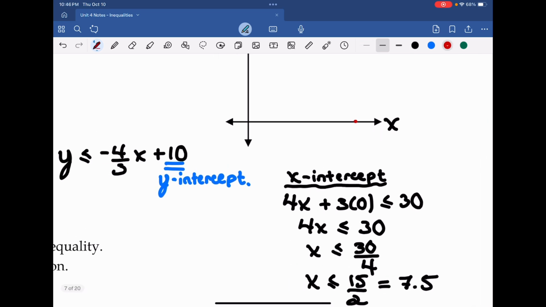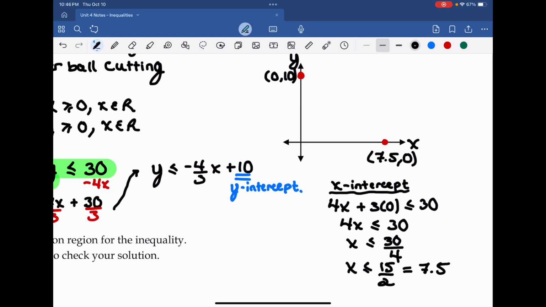I'm going to write that over here. Here it is, 7.5. I'm going to roughly approximate it here on the x-axis, at 7.5 and 0 in that specific order. Now what we can do is connect these with a line. So I'm going to take this and just connect these across with a line as such.